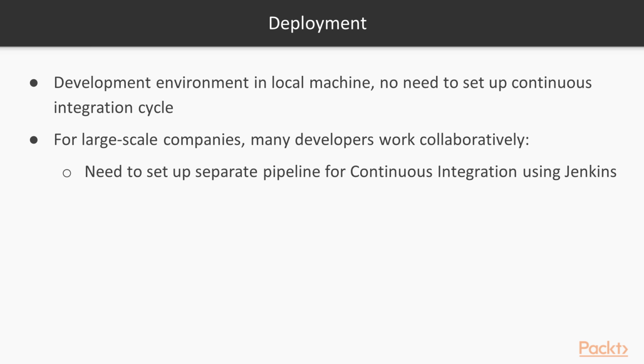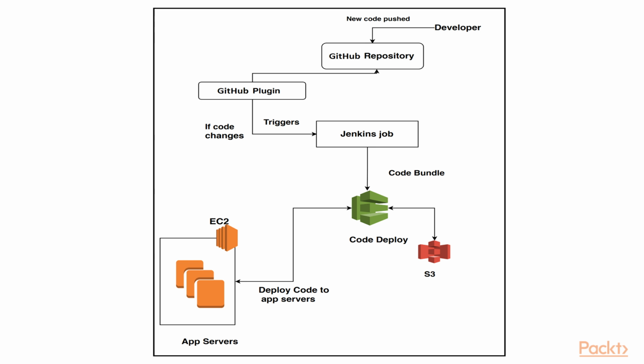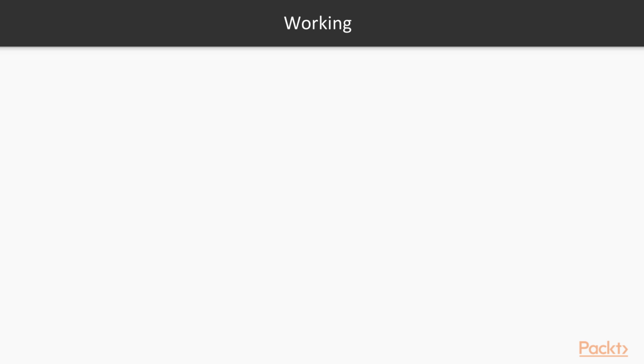Since we have our development environment in our local machine, we don't need to set up the continuous integration cycle. However, for large-scale companies where many developers work collaboratively, we need to set up a separate pipeline for continuous integration using Jenkins. In our case, we only need continuous deployment. Our continuous deployment pipeline would be something like this. Let's see how it works.